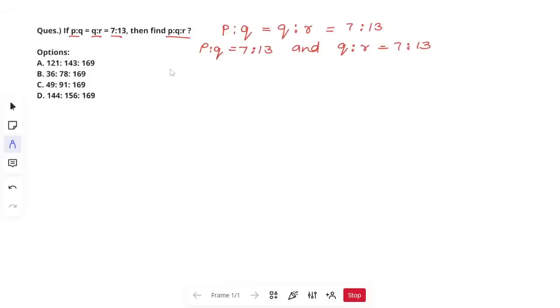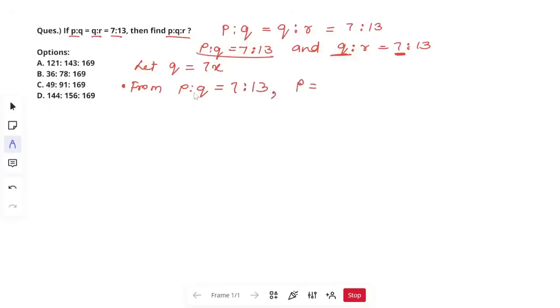Now what we will assume is our value of Q. Let Q be equal to 7x. Q is having the ratio 7, so that is why we have assumed Q is equal to 7x. Now we will substitute the values from P is to Q is equal to 7 is to 13, which is this first equation. We are substituting the value of P.